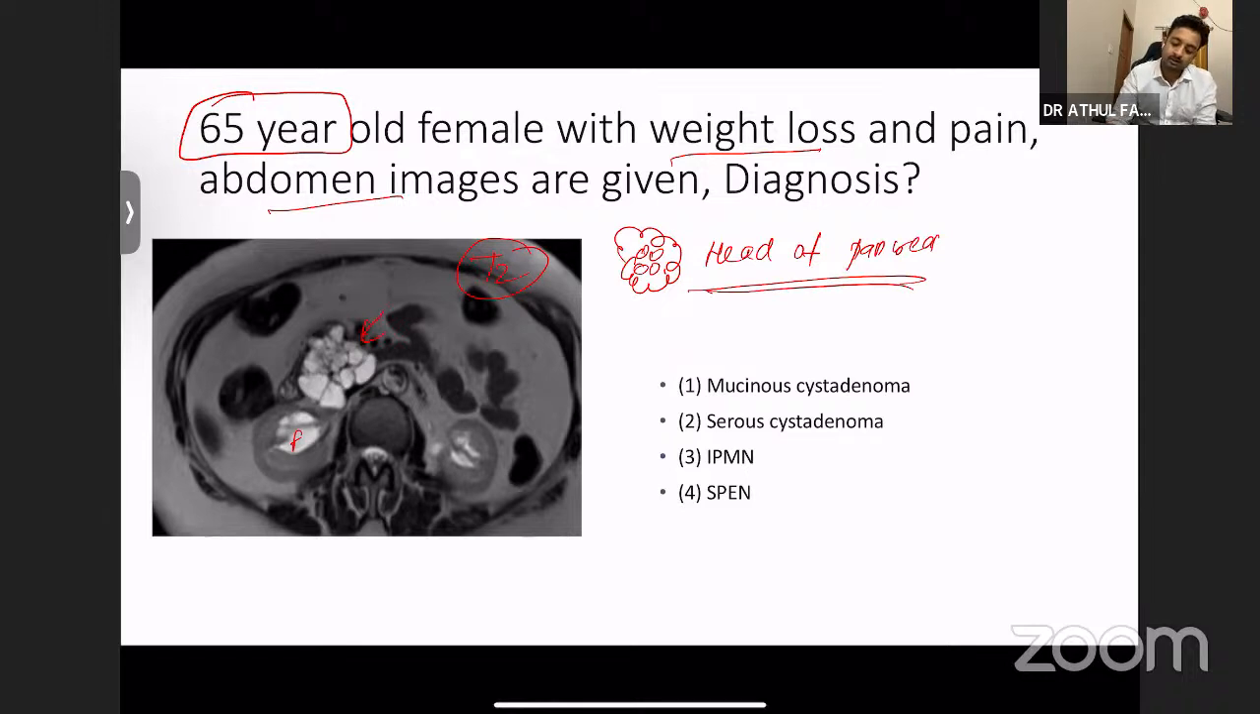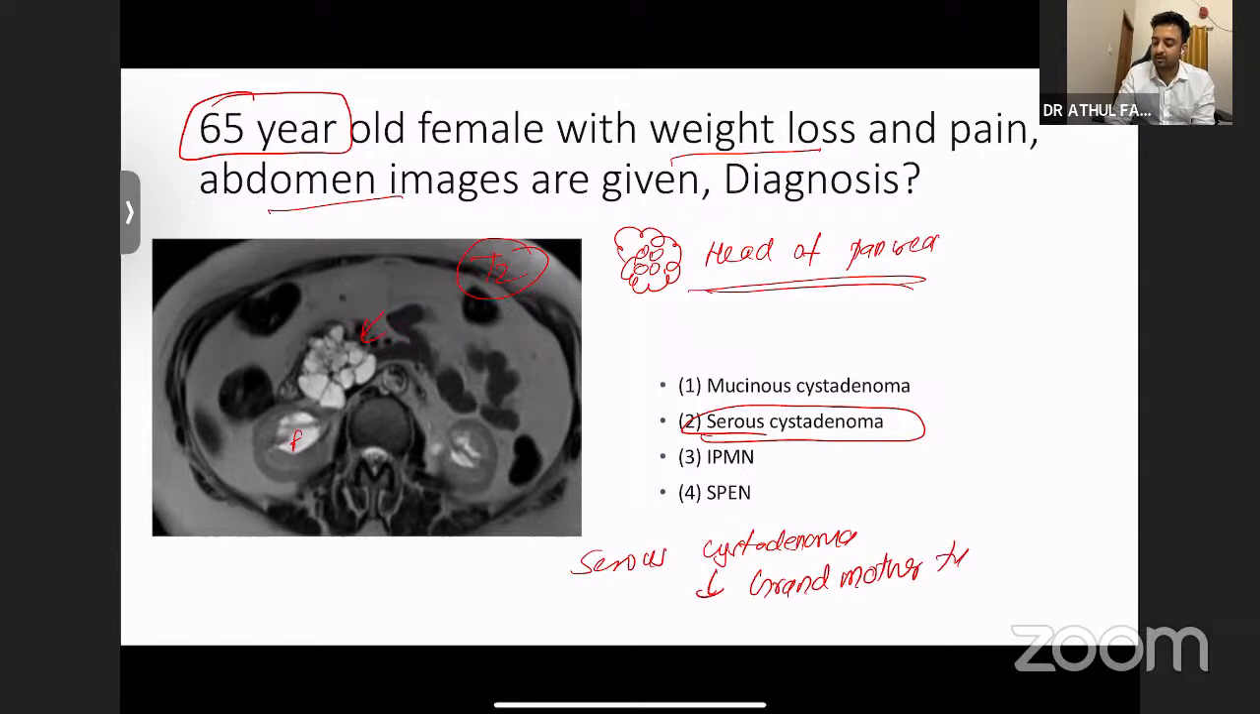This is the serous cystadenoma of pancreas. This is the serous cystadenoma of pancreas, which is also known as the grandmother tumor, commonly seen in the region of head of pancreas. So all these are the points that you should remember when you go to the exam.